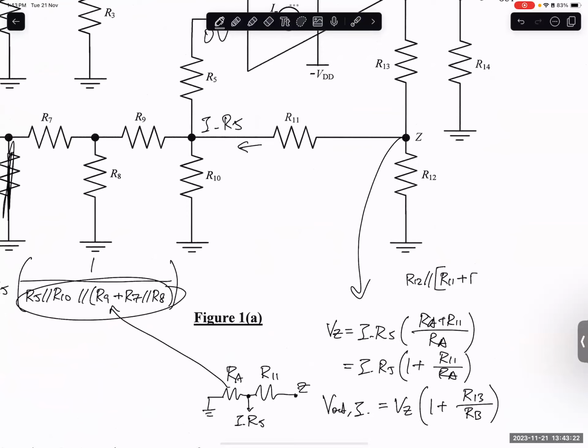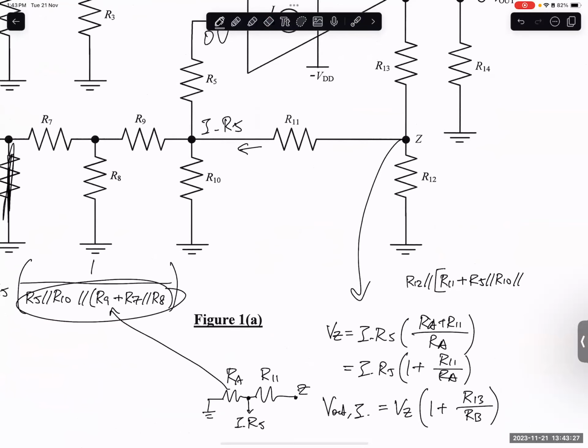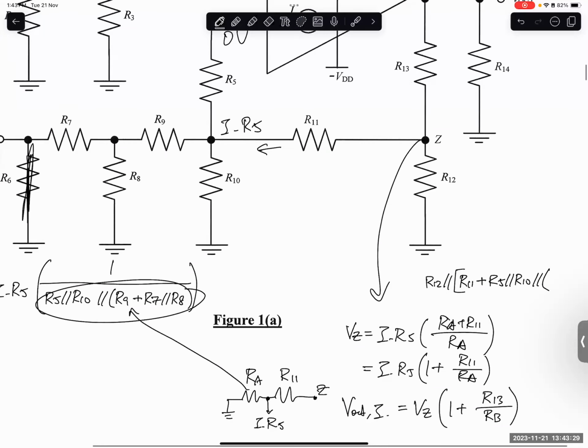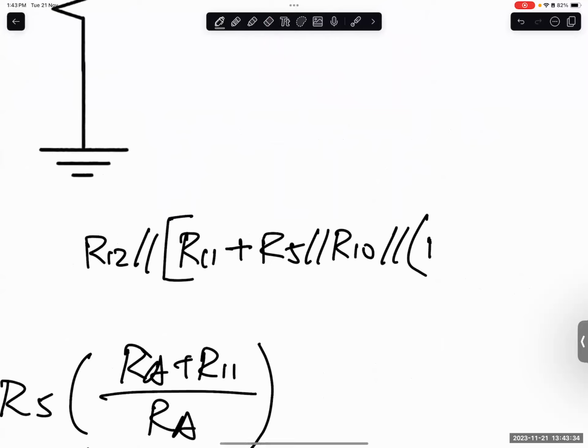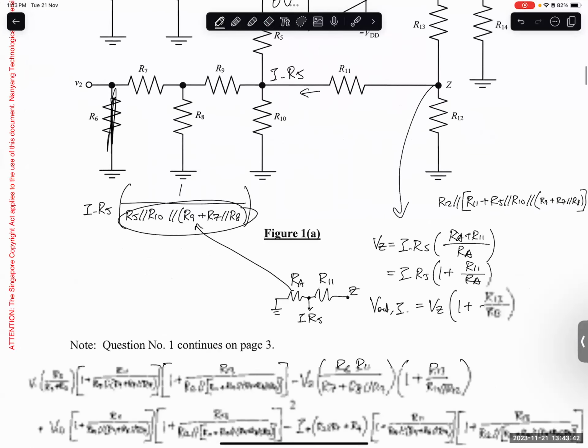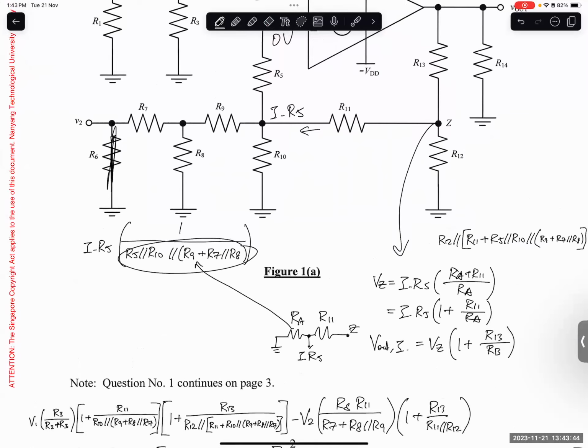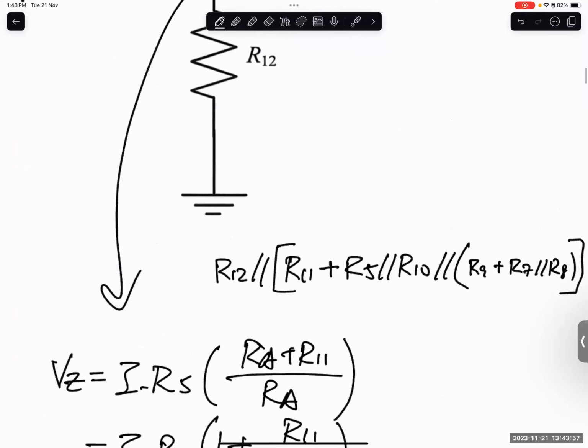Actually I don't need a bracket here. Parallel R10 parallel, okay, R9 plus R7 parallel R8. Like that. But the answer is still correct, so it's the same. This one is just this one. Then you take the whole current, no, this area. Yeah, looks the same.